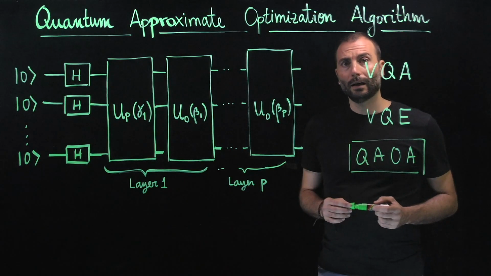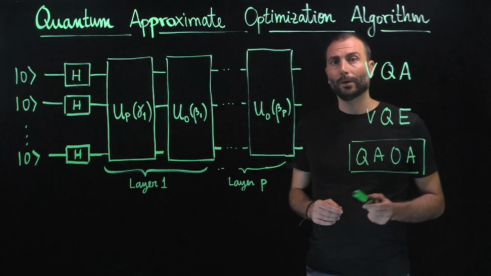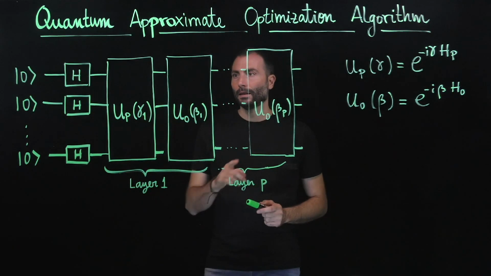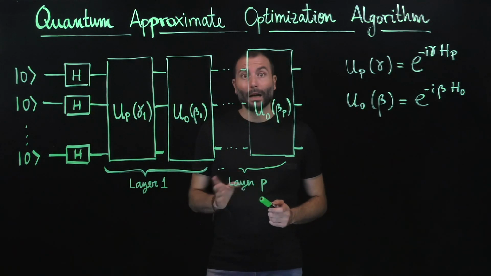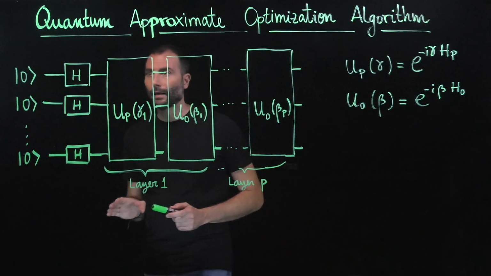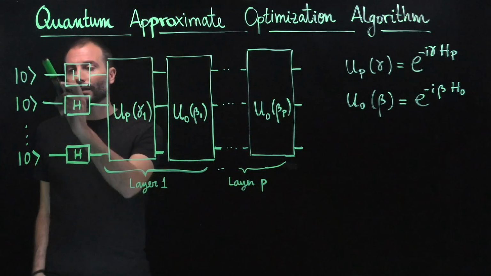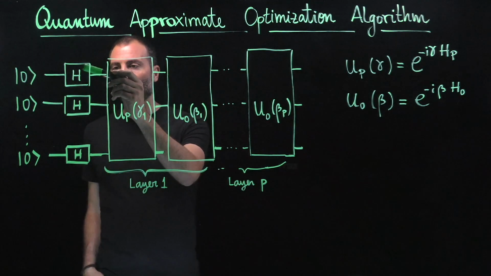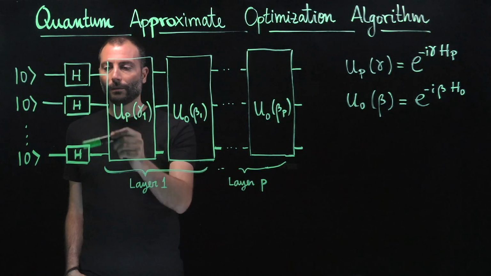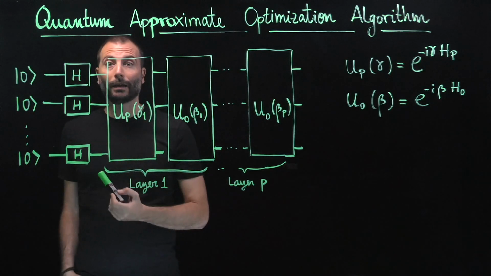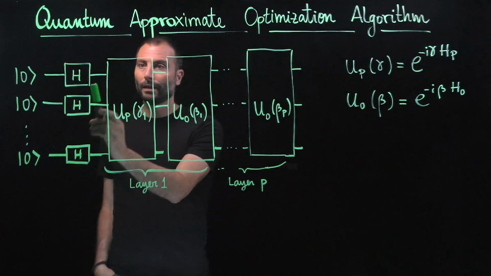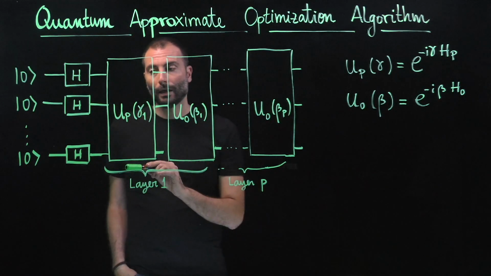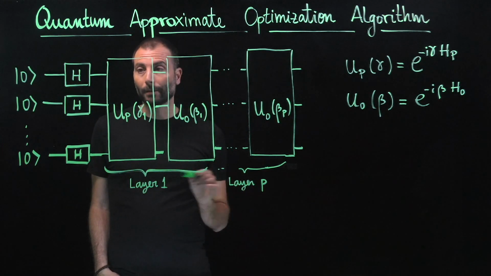Let's look at how the ansatz of the QAOA algorithm looks like. Basically, we start with a product state of zeros. Then we apply a series of single qubit gates, Hadamard gates. After this, the state of the system is a superposition of all the elements of the computational basis.